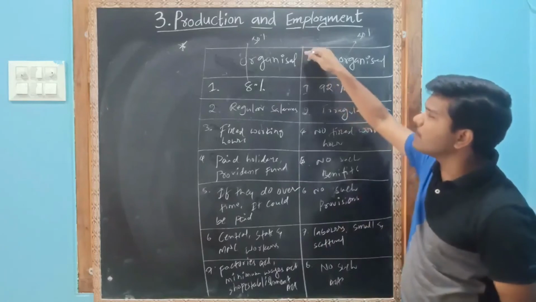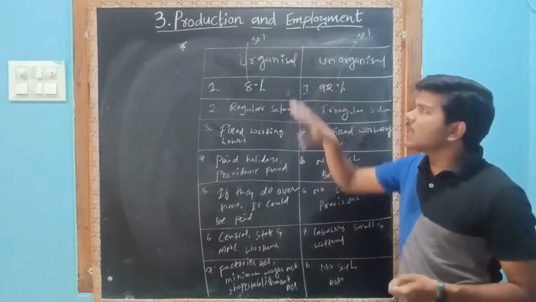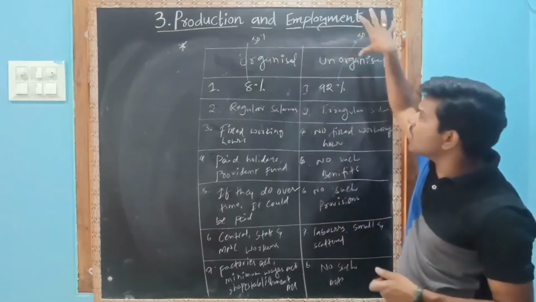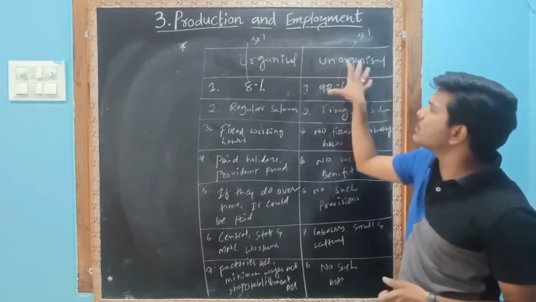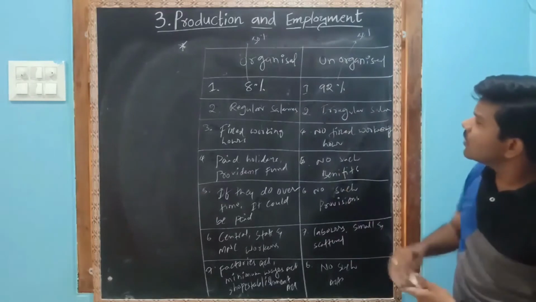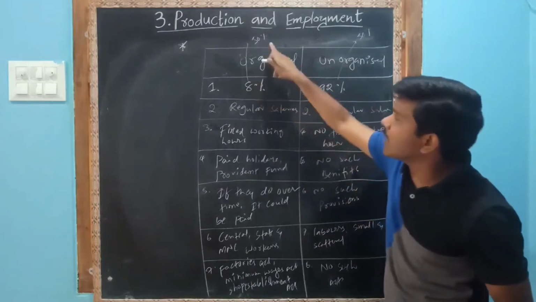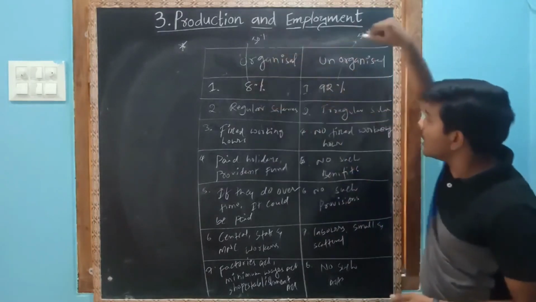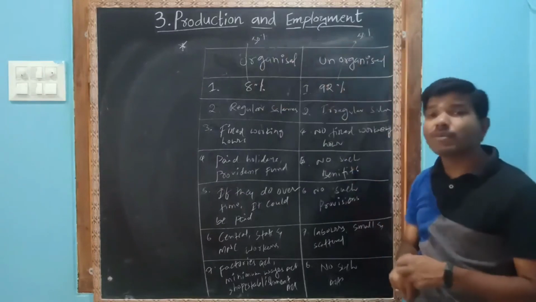This is very, very important. They may ask, what is the organized sector? What is the unorganized sector? What is the difference between organized sector and unorganized sector? So these are the differences. You see, 80% of the people are giving 50% of the GDP, and 92% of the people are getting 50% of the GDP.